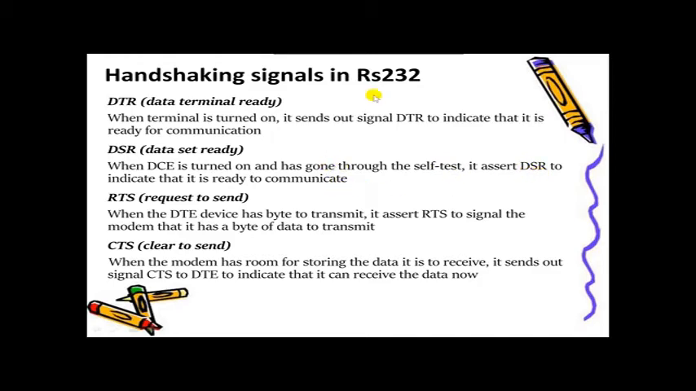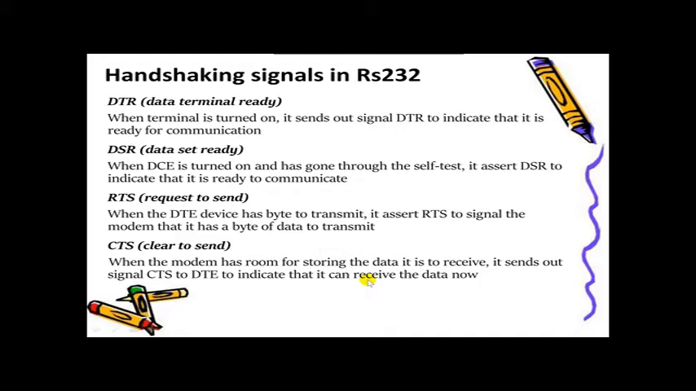Next, request to send. When the DTE device has a byte to transmit, it asserts RTS to signal the modem that it has a byte of data to transmit. And CTS, clear to send. When the modem has room for storing the data it is to receive, it sends out the signal CTS to the DTE to indicate that it can receive the data now.